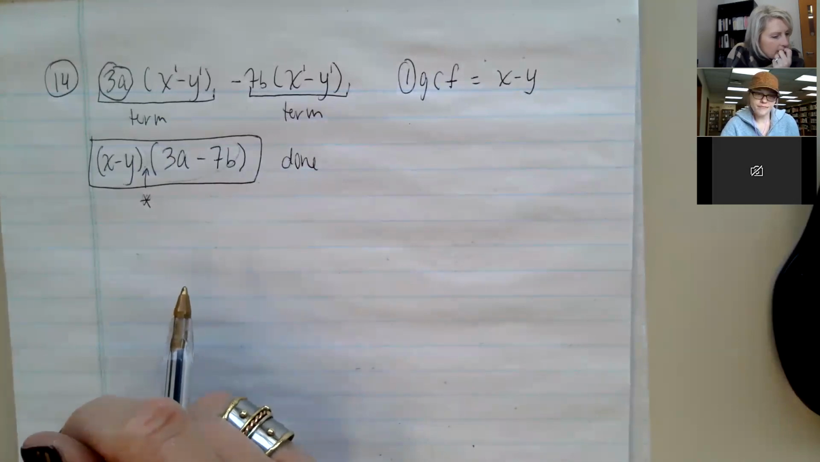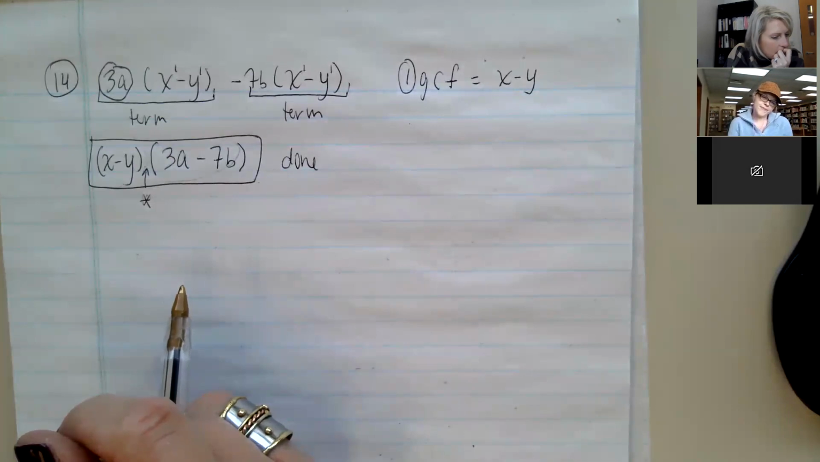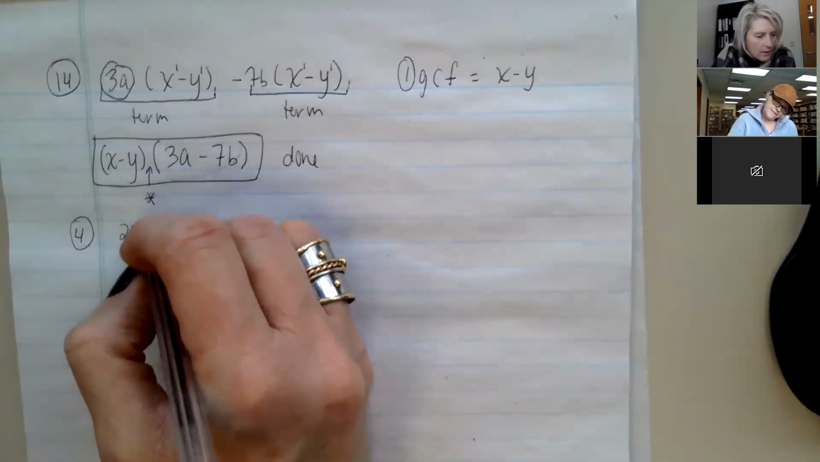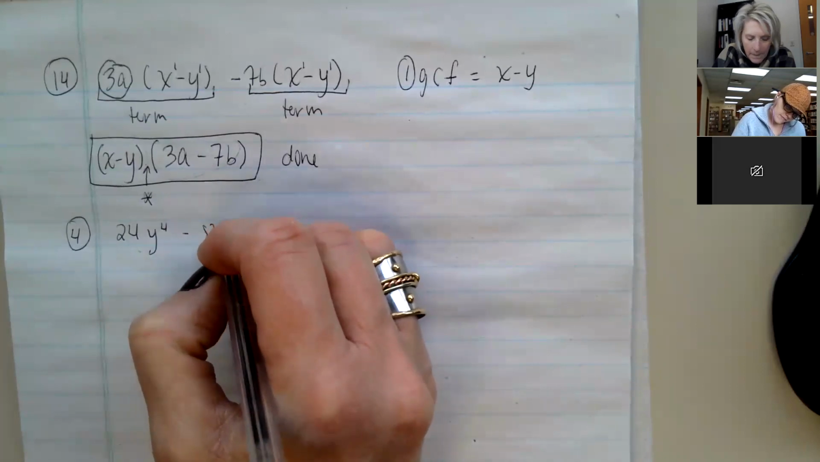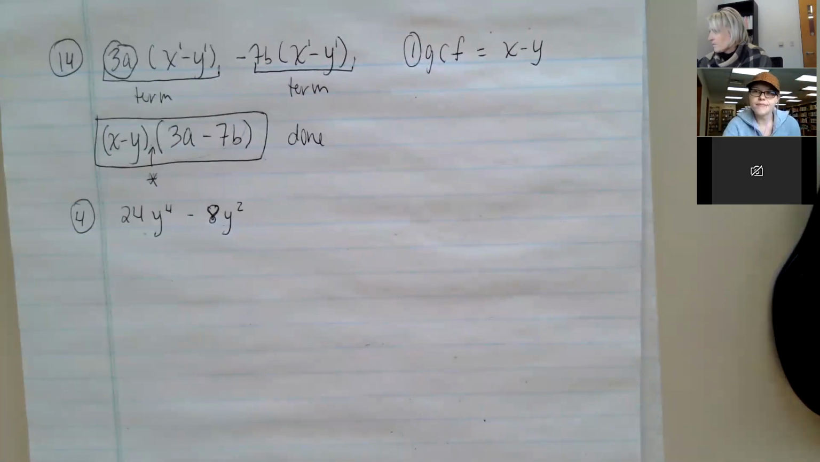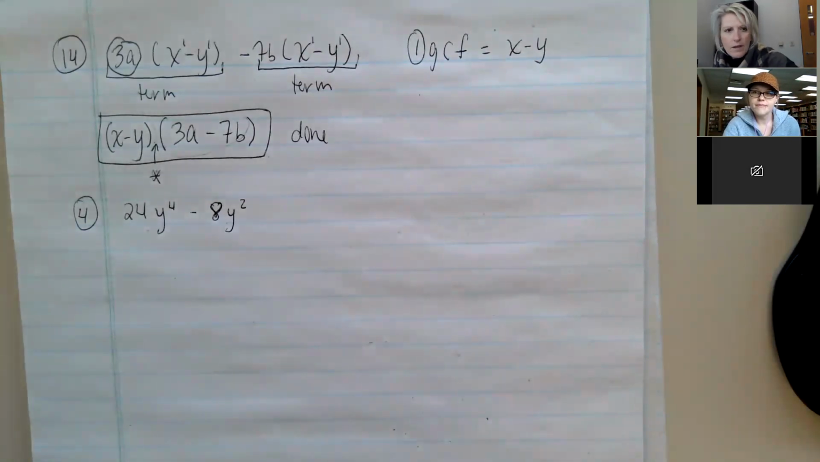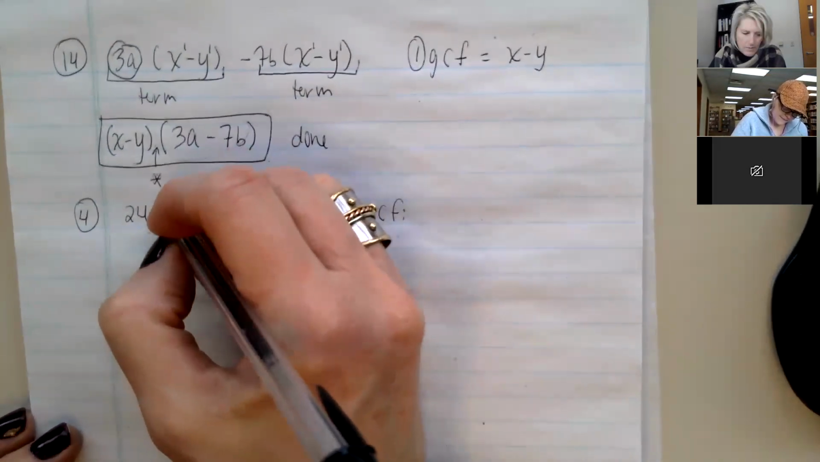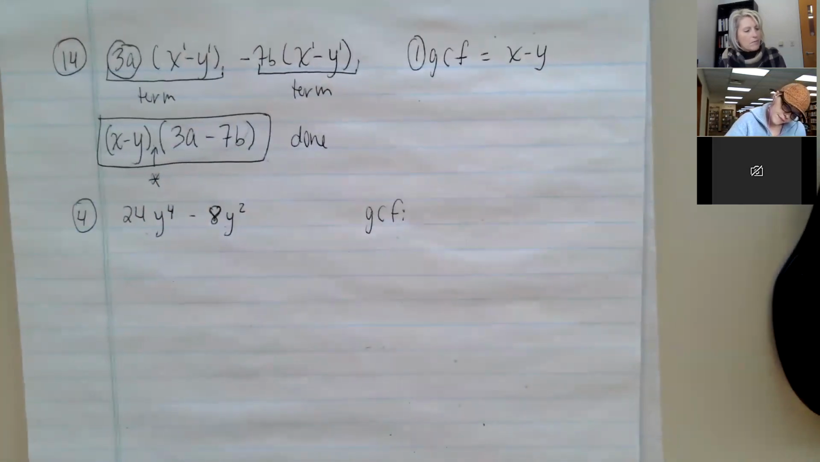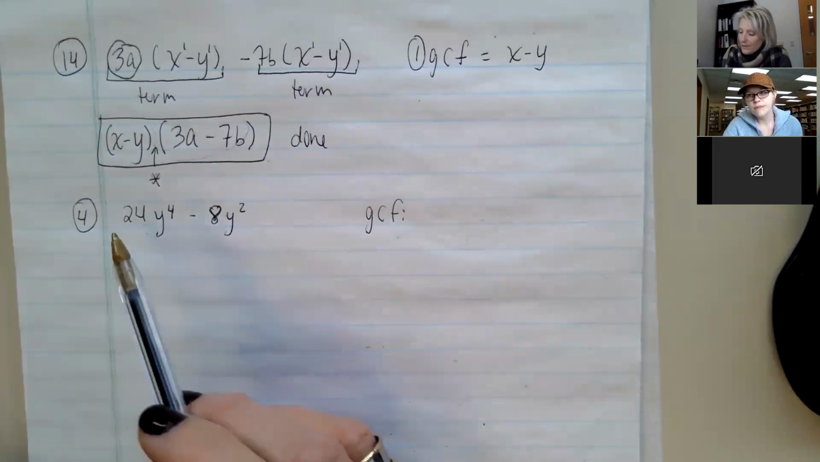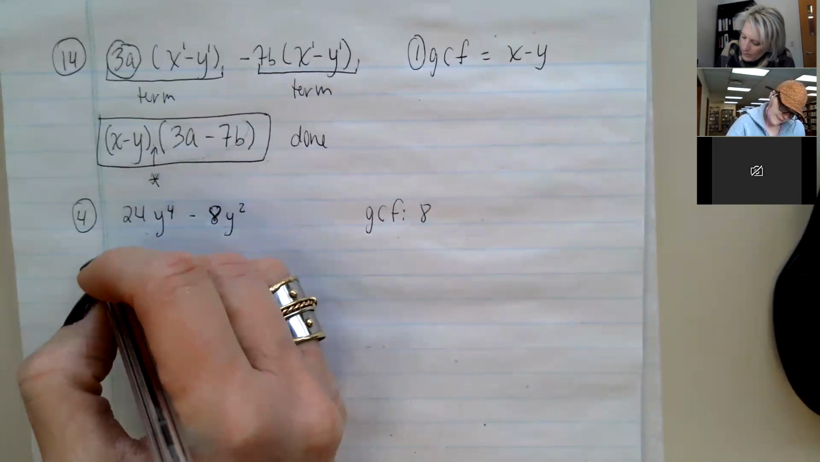So let's look at number 4 would be another good one to just try and see if we can use some of our strategies here. Okay, so I'm looking for my greatest common factor. And between 8 and 24, they both divide by 8, right? So that's nice if we can do that. So 8 is going to come out. So I'm going to just write 8.